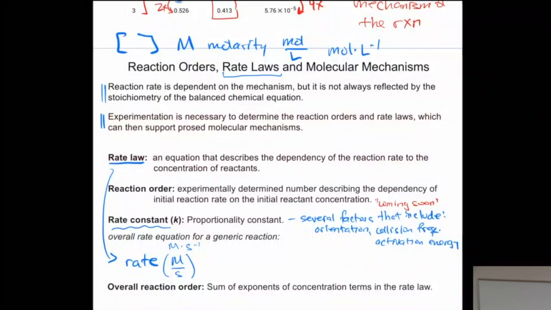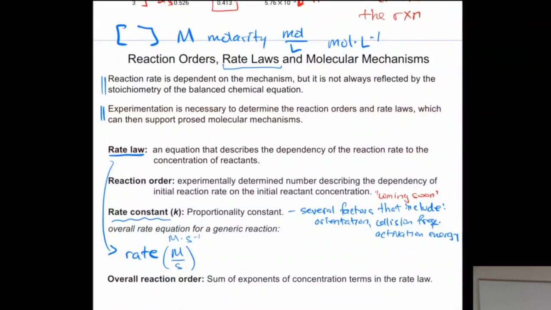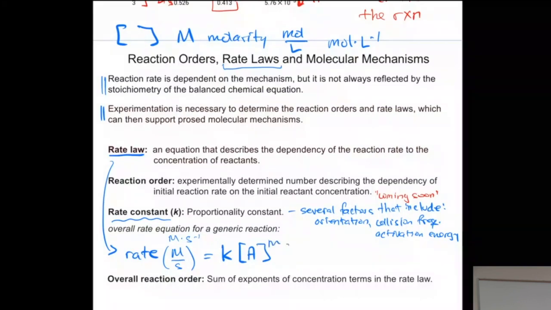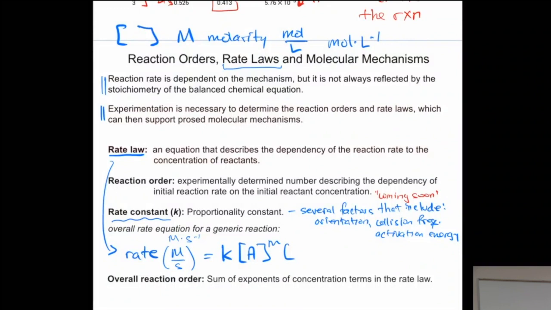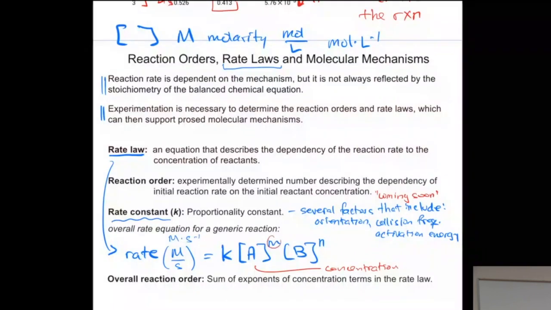Okay? Am I going too fast? All right, so the rate law is going to be equal to, or the rate is going to be equal to this K, this proportionality constant, multiplied by the concentration of the reactants. So let's just say reactant A, and it's going to be raised to some power, let's call that M, times the concentration of another reactant, let's call it B, raised to some power, N. And these superscripts, this is the reaction order.